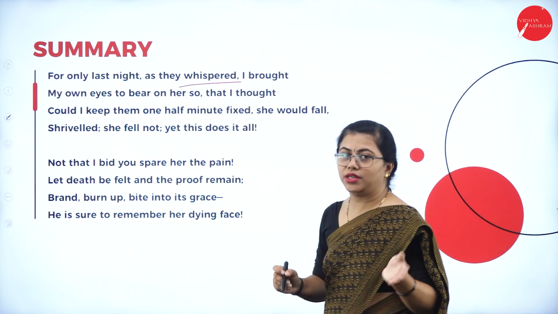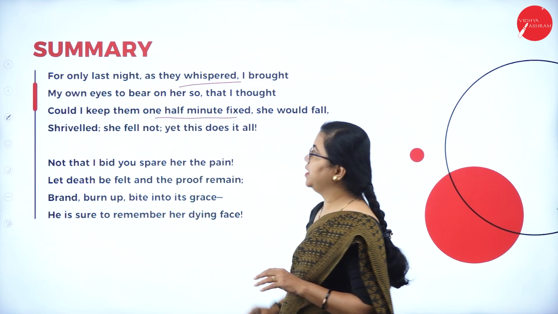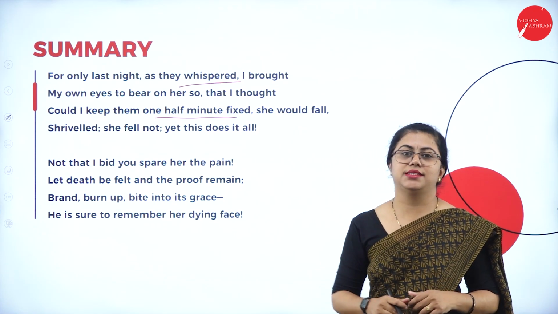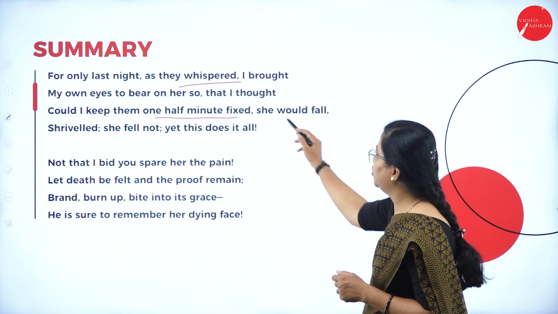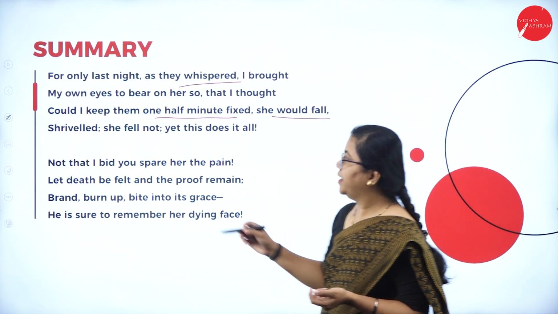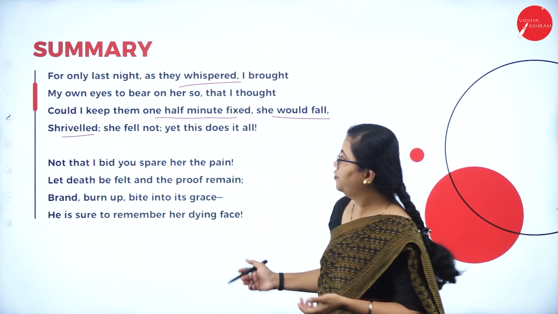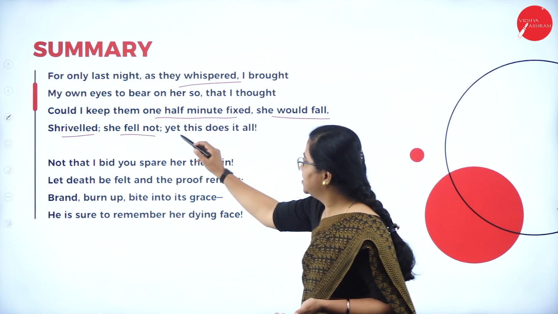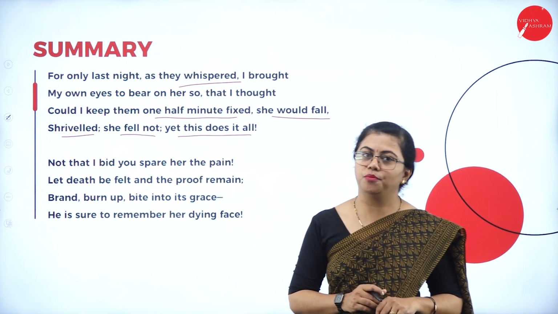That I thought. So what is she thinking there during that last time? I keep them half a minute fixed. Means she is giving time for them to spend that last minute. Okay, last minute and a half they may be fixed there. After that she would fall. They speak for a minute and a half and after that she'll fall down there. And how will she fall? Shriveled means without any life she'll just fall off. She fell not. If at all she doesn't fall also, this poison will do everything. So this poison will make it happen is what she is trying to say here.